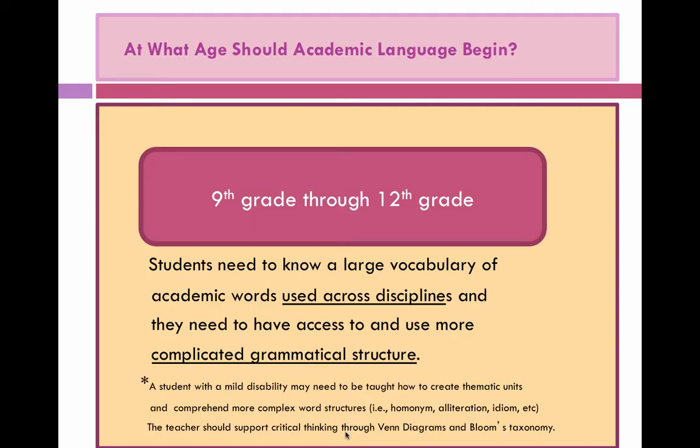For students in the 9th grade through 12th grade inclusion, they need to know a large vocabulary of academic words used across disciplines, and they need to have access to and use more complicated grammatical structures. A student with a mild disability may need to be taught how to create thematic units and comprehend more complex word structures, for example, homonym, alliteration, idiom, etc. The teacher should support critical thinking through Venn diagrams and Bloom's taxonomy.